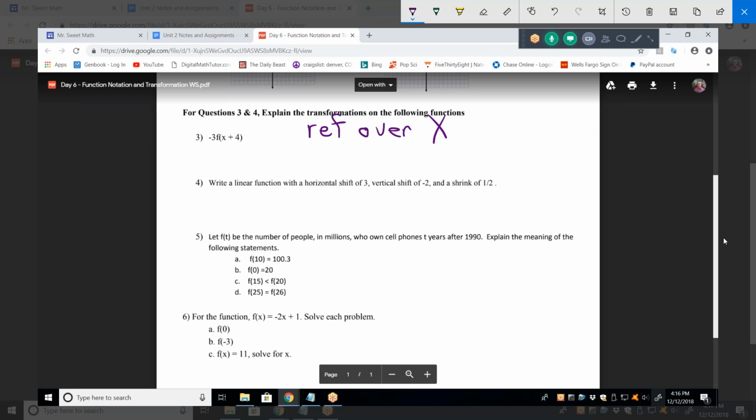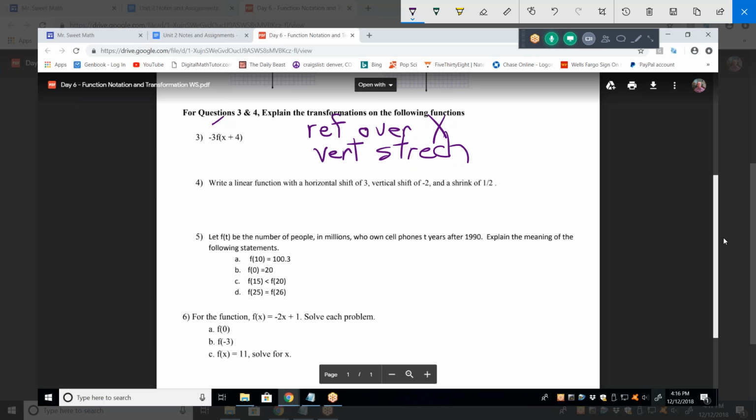Okay, what's the 3 do? Vertical or horizontal? It's vertical. And now all you have to decide is whether it's a stretch or a shift. Isn't it a stretch because it's in front? Stretch because it's multiplying the function. A shift is where you just add it. Stretch. How do you spell stretch? I don't know how to spell stretch.